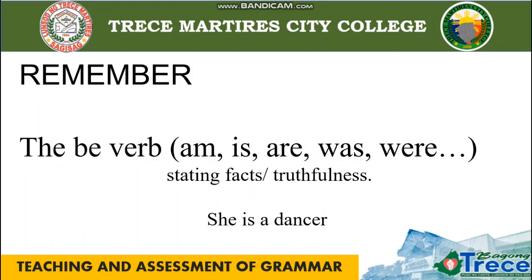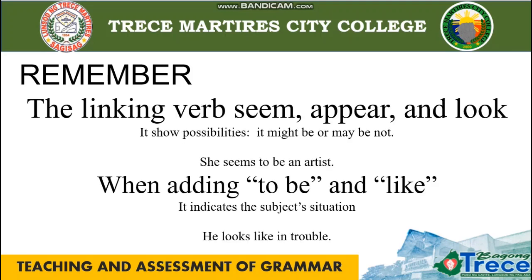Kunyari, we saw someone or we knew someone that is a doctor. Sasabihin natin na he is a doctor. Hindi natin pwedeng sabihin na he seems to be a doctor. Kasi alam na natin na doctor siya. Diba? So next, the linking verbs seems, appear, and look.